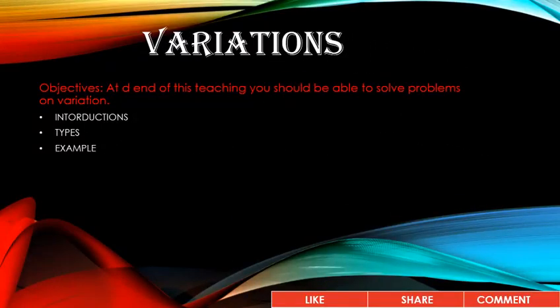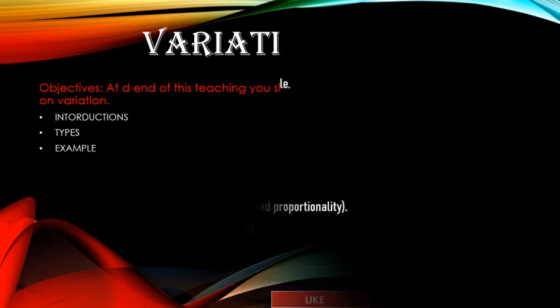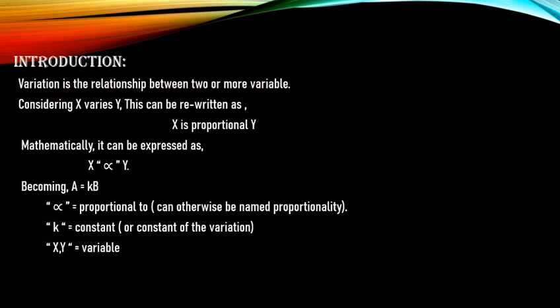To talk on the topic of variation. By the end of this topic, you have to know the meaning of variation, types, and examples. What is variation? Variation is the relationship between two or more variables. That's the meaning of variation.